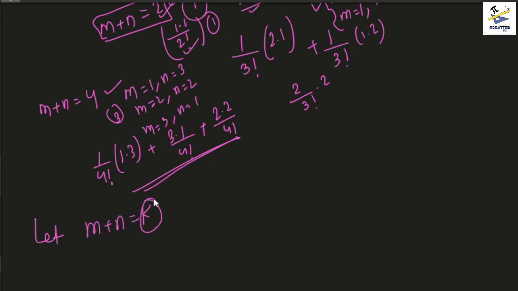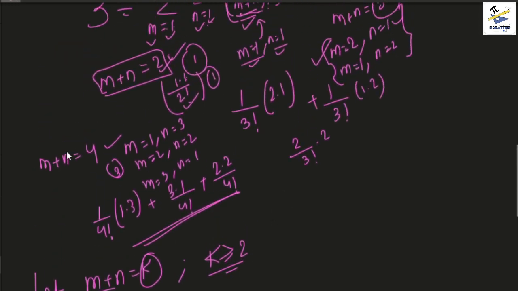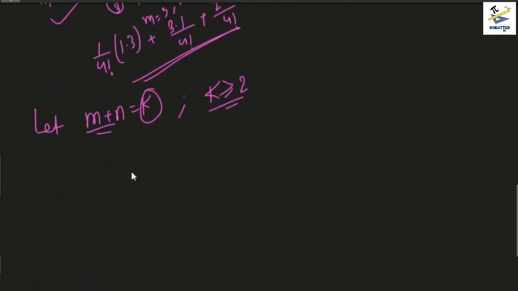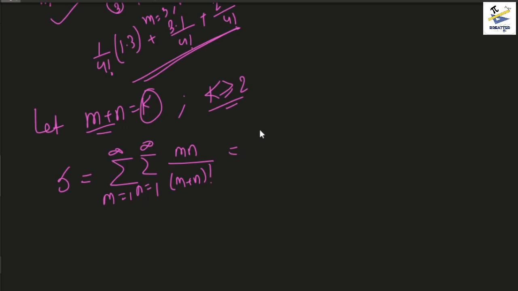So let m plus n equals k be a new variable. We do know that k's minimum value is 2, because m plus n's minimum value is 2, and m plus n assumes all values 2, 3, 4, 5, everything, as we have seen up to 4. So this infinite series, m equals 1 to infinity, n equals 1 to infinity, m into n by (m plus n) whole factorial, can be written as a big summation where m plus n is equal to k, and we are running k from 2 to infinity.